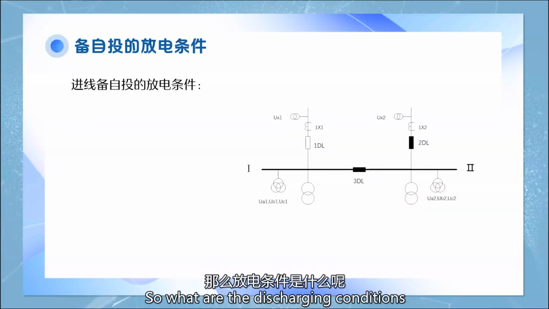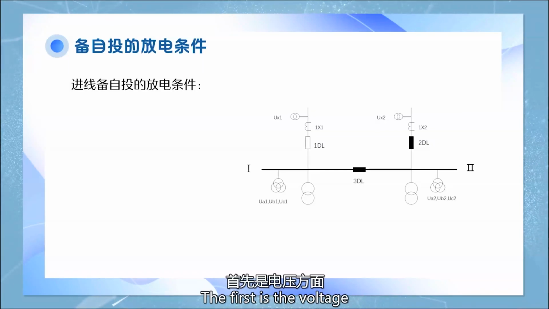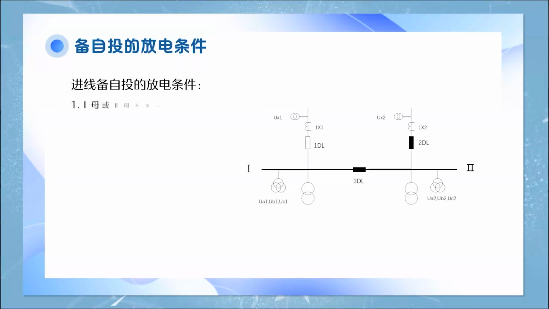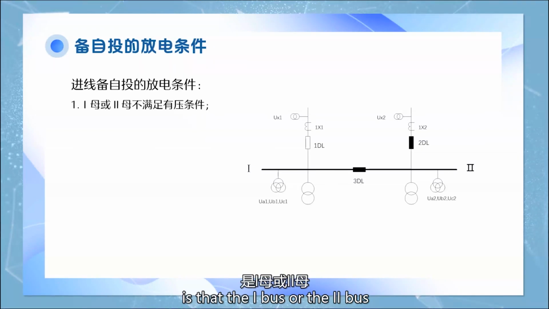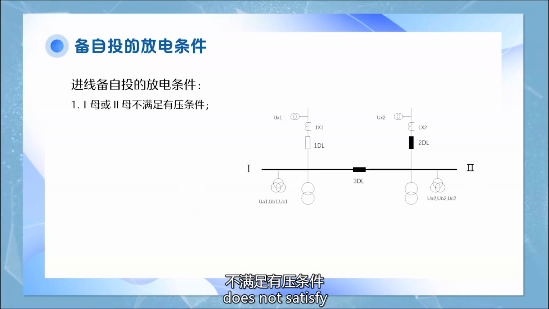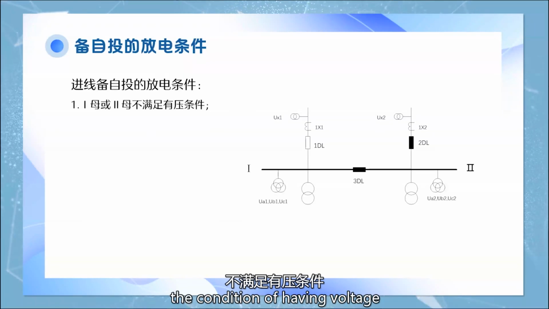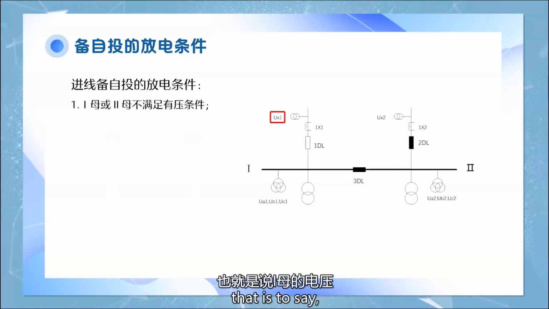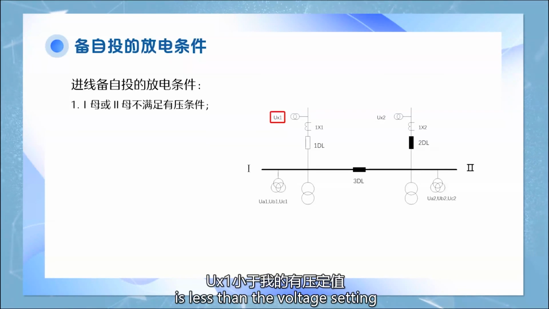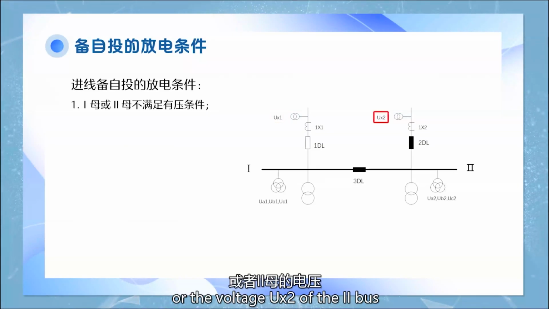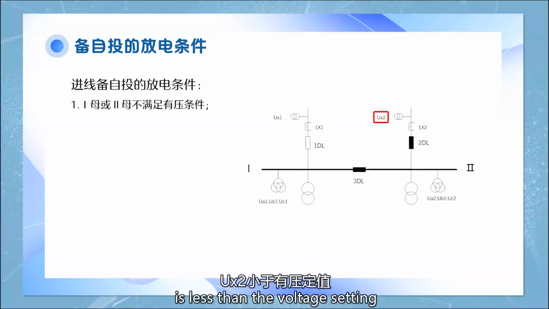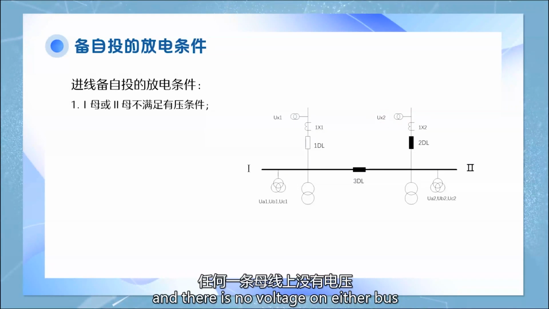So, what are the discharging conditions? The first is the voltage. The first discharging condition is that the 1 bus or the 2 bus does not satisfy the condition of having voltage. That is to say, the voltage UX1 of the 1 bus is less than the voltage setting, or the voltage UX2 of the 2 bus is less than the voltage setting, and there is no voltage on either bus.